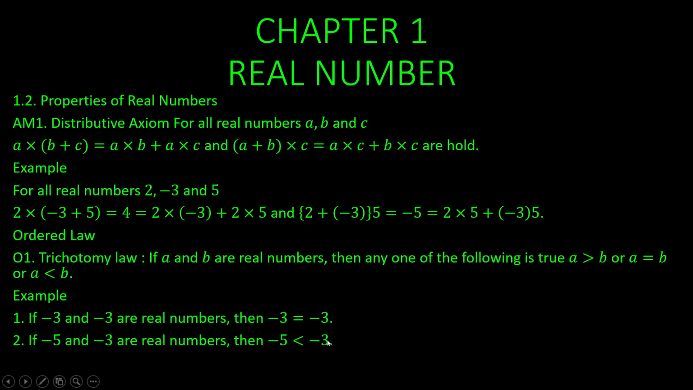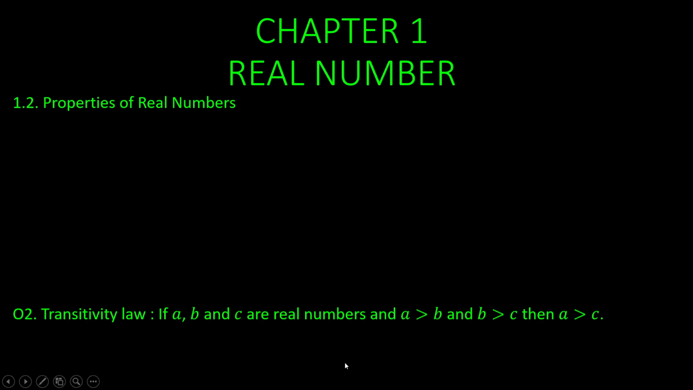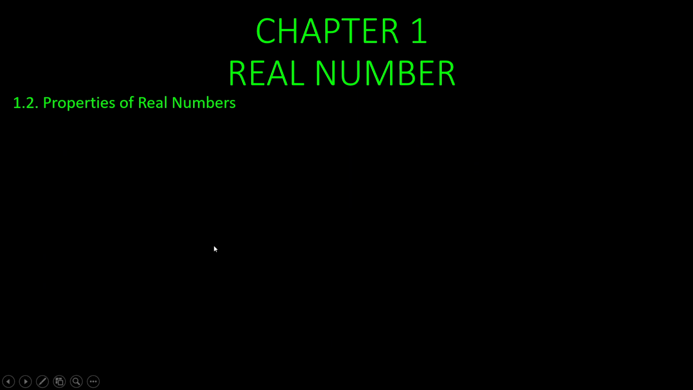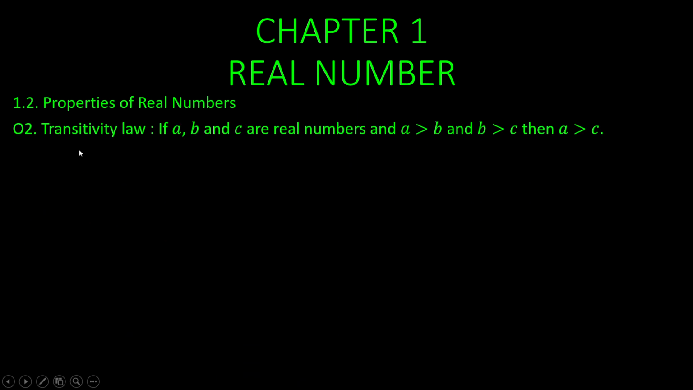For example, if we consider two real numbers minus 3 and minus 3, we say that these two real numbers are equal. If we consider two real numbers minus 5 and minus 3, we'll find that minus 5 is smaller than minus 3. If we consider two real numbers minus 3 and minus 4, we'll find that minus 3 is greater than minus 4.